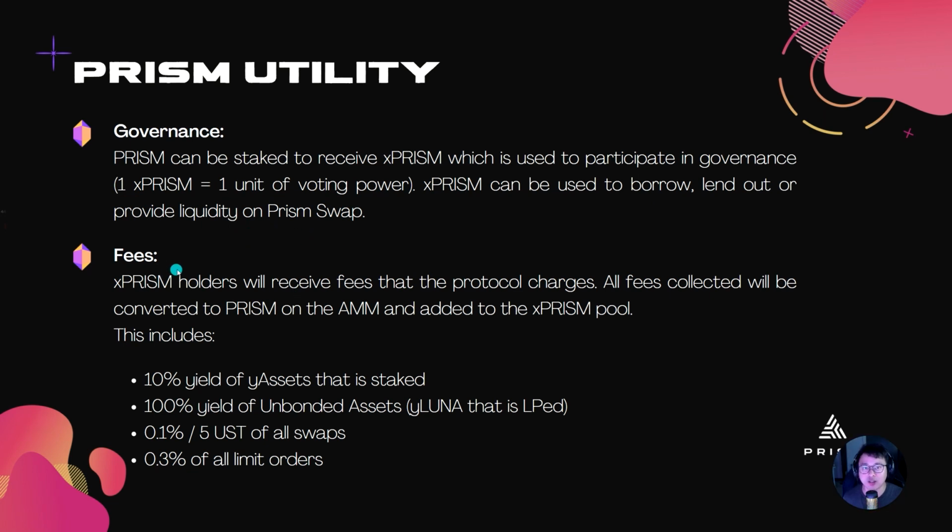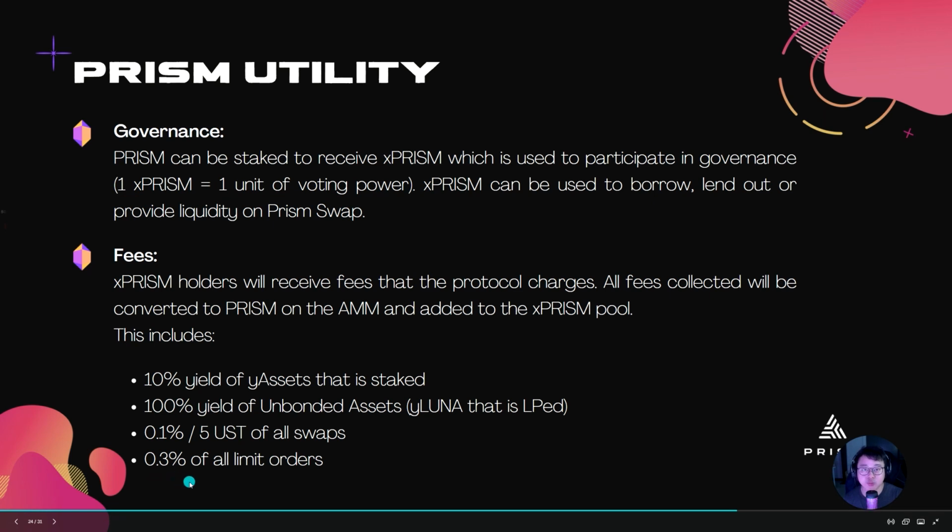And in terms of fees generated, or basically revenue, xPRISM holders will receive fees that the protocol generates, and basically the fees will be converted into Prism and then added into the xPRISM pool and given out as Prism rewards. The fees include 10% yield of Y assets that are being staked and 100% yield of the unbonded asset. So basically yLUNA doing nothing in your wallet, or even if they're LP, this goes into the xPRISM pool to give to Prism holders. So all of the yLUNA yield that's generated gets swapped into Prism and then is given out to xPRISM stakers. And 0.1% or 5 UST maximum of all swaps is also given into the pool, as well as 0.3% of all limit orders on the Prism Swap protocol.